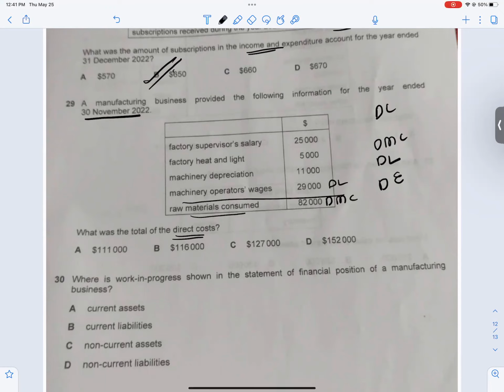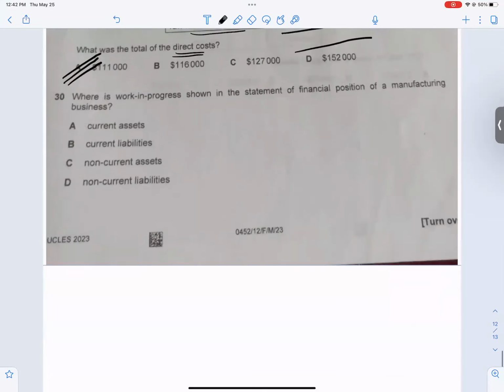Miss, won't the factory supervisor's salary be FOH? Oh, okay. Is there any direct expense over here, like royalties or hire of special plant? No. So only the addition of both is the prime cost or the direct cost. I got it. It's 111000. So it's option A. Go to the next one.